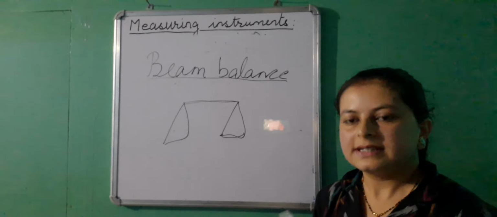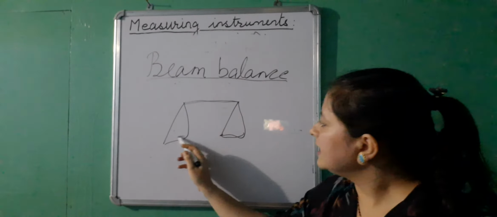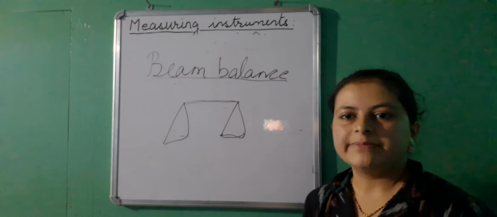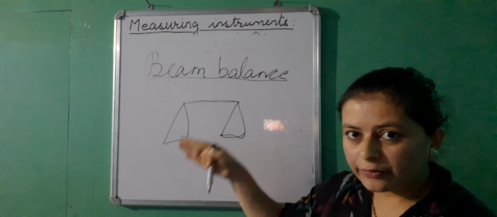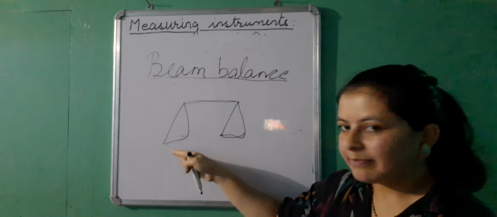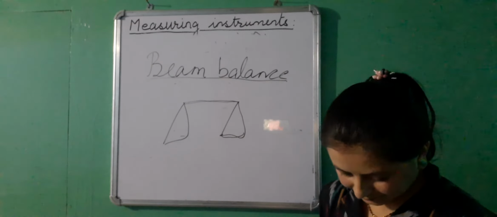And secondly, how to avoid error in a beam balance? You have to properly clean both the pans of the beam balance, because if any one of the pans is dirty, extra weight or extra mass has come into that pan, which will give rise to an error.